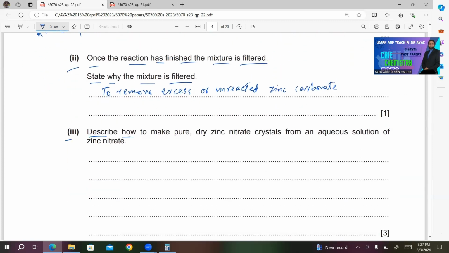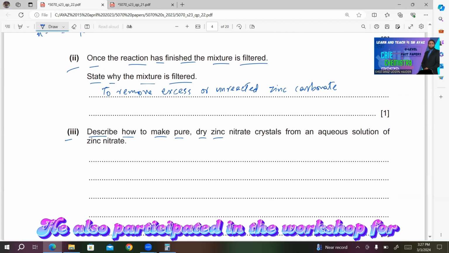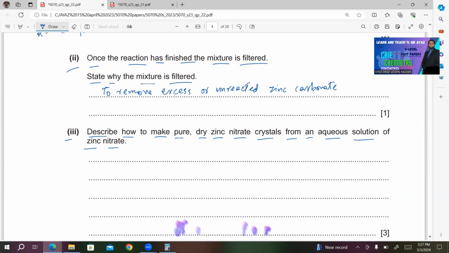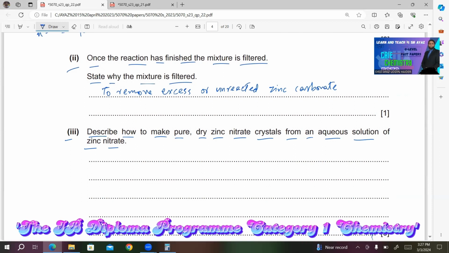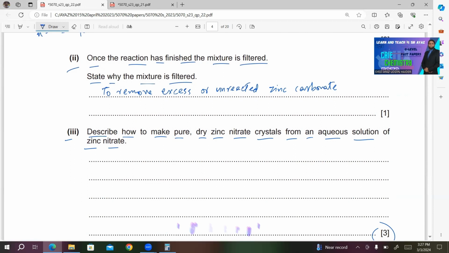Number 3, describe how to make pure dry zinc nitrate crystals from an aqueous solution of zinc nitrate. Very easy. You have 3 marks for this question. So write down the steps involved here. So what steps are we having? We have to evaporate the solution. Evaporate or heat gently.